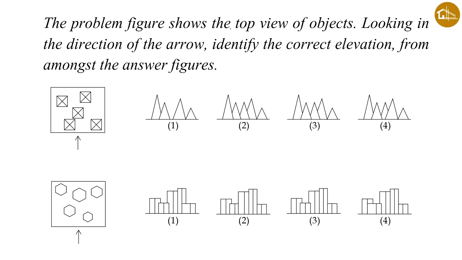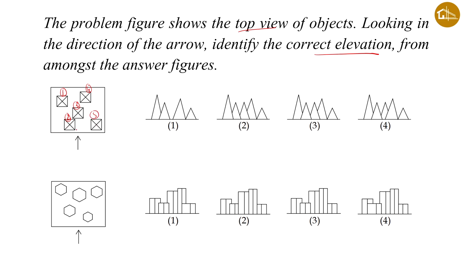The problem figure shows the top view of objects looking in the direction of the arrow. Identify the correct elevation from amongst the answer figures. So we have been given the top view, we have to find the elevation. In this one, as you can see, there are a total of 5 objects. So we will number them 1, 2, 3, 4, and 5.